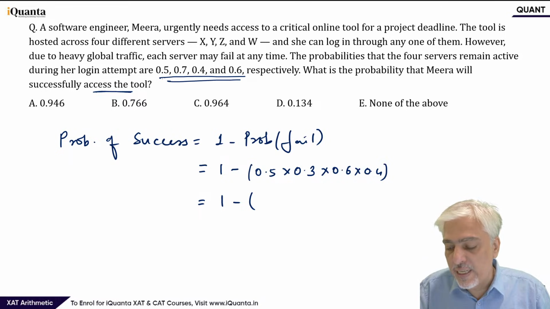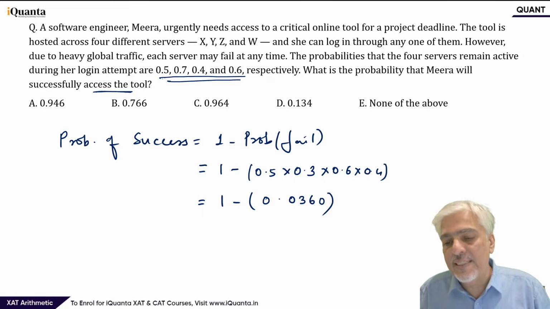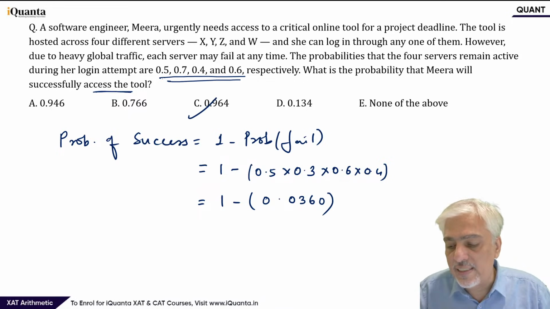Right? With 4 decimals. So 0.0360 and then subtract it, you will get your answer. So it's actually 0.036. Everybody got the answer C. Chalo, understood the logic? No?